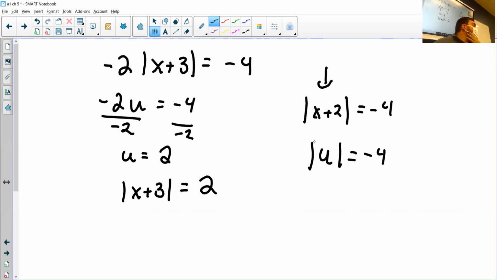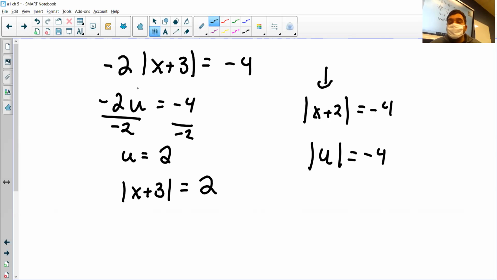Wait, so if there's a problem with absolute value and a negative on the other side of the equation, automatically no solution? If the absolute value is already by itself, or you made it by itself and it was negative, yes. Wait, but then when you say, oh, I got a negative 1? Your solution inside could be negative, but the whole absolute value cannot equal a negative.